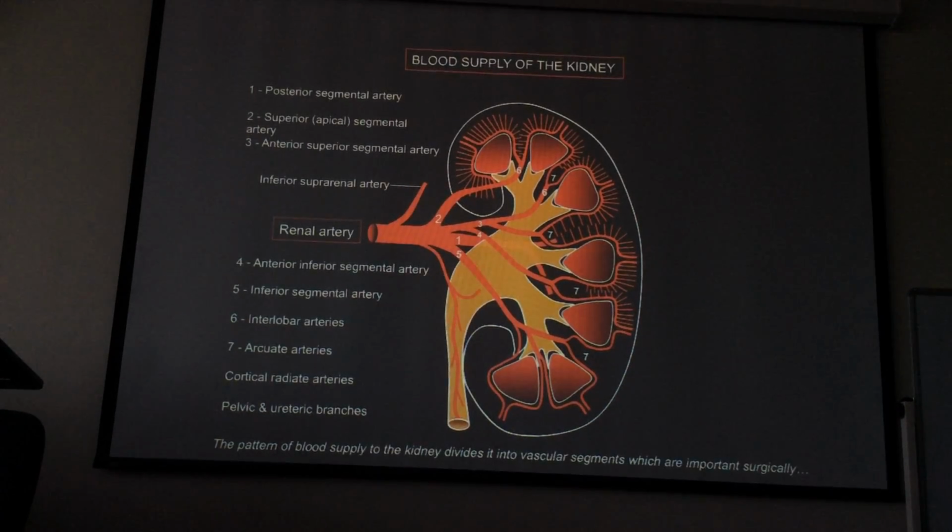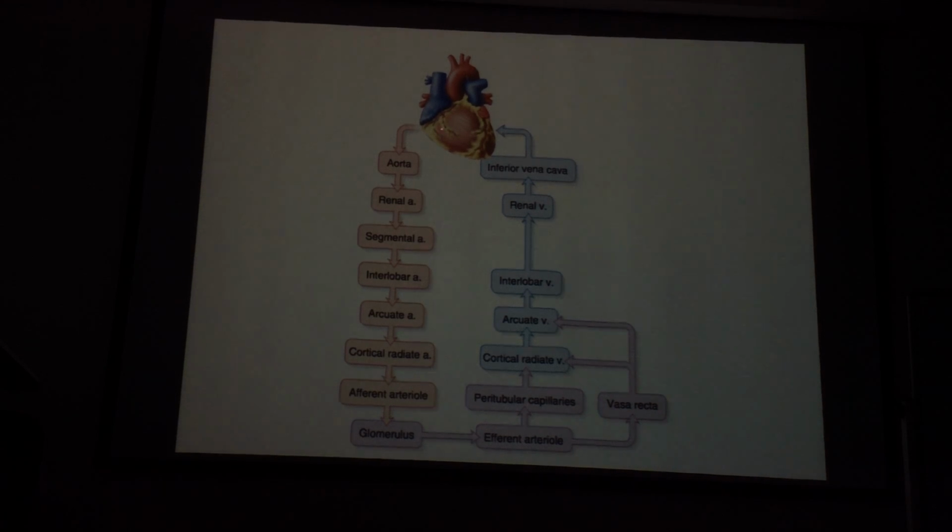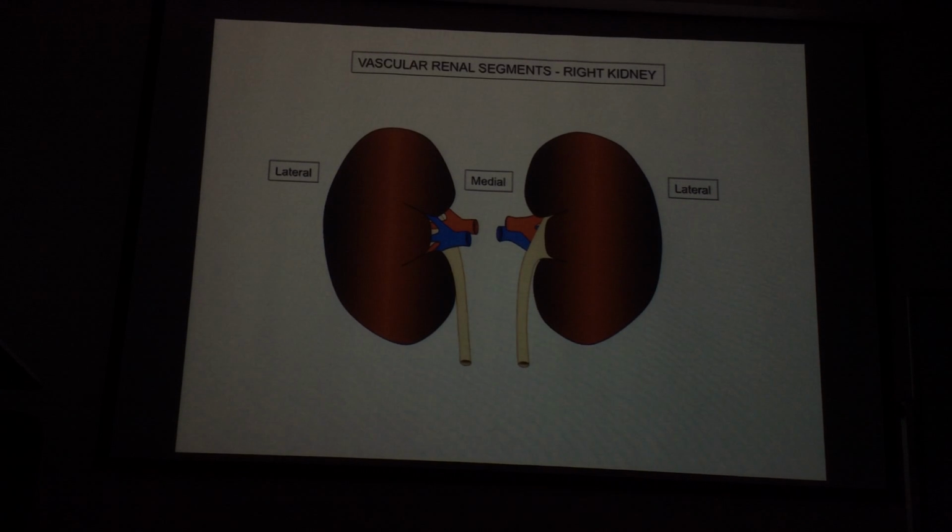Clear? Now this picture was used by Oni also, so you can see the pathway. Doctor, do you have segmental vein? Obviously, because in the diagram the segmental vein is missing. It's not that much prominent. Now come to these segments.